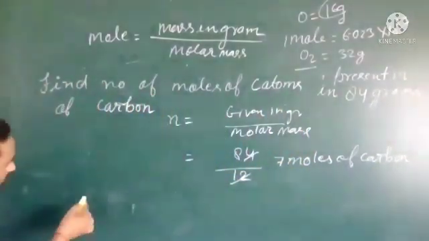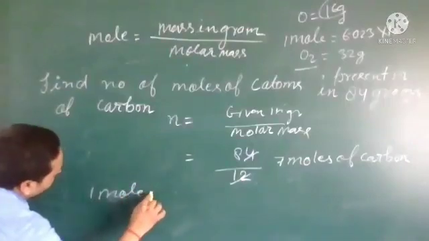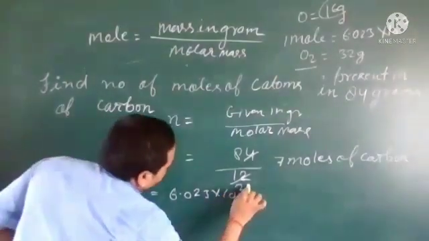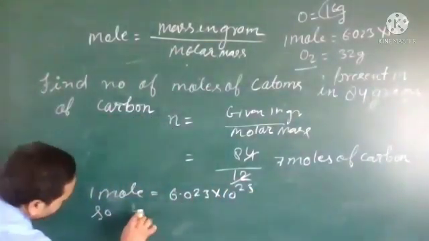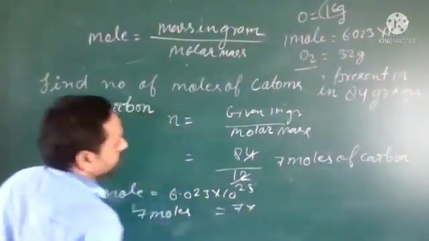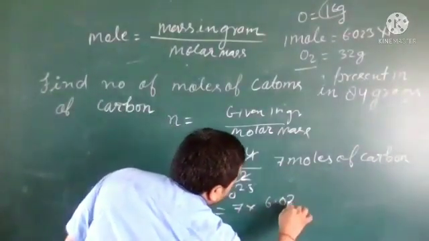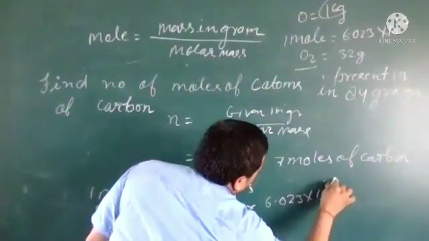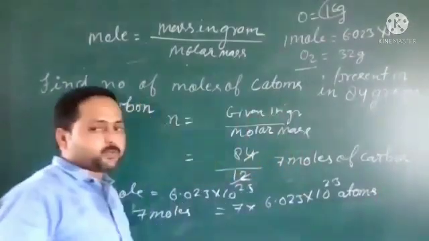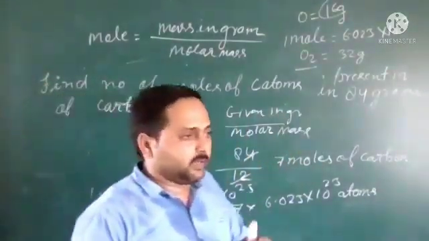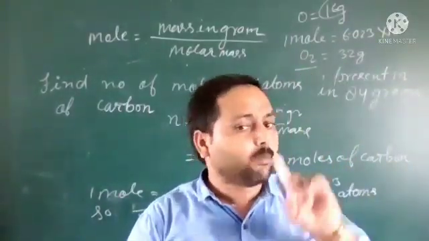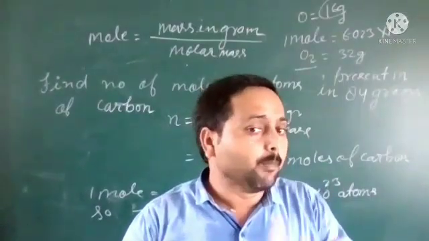Yes, sir. And you know that 1 mole equals 6.023 into 10 to the power 23. So 7 moles equals 7 into 6.023 into 10 to the power 23 atoms. So understood this? Like this question you can solve it, and remember it if it is asking number of molecules, moles or number of atoms.